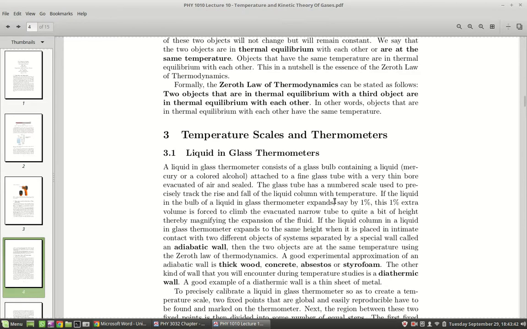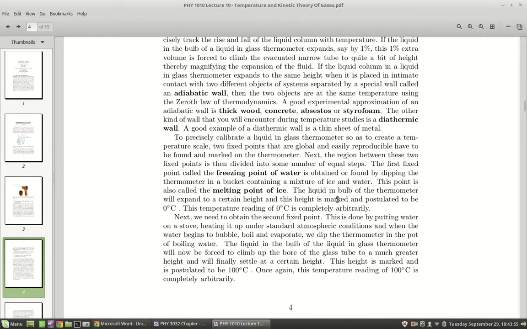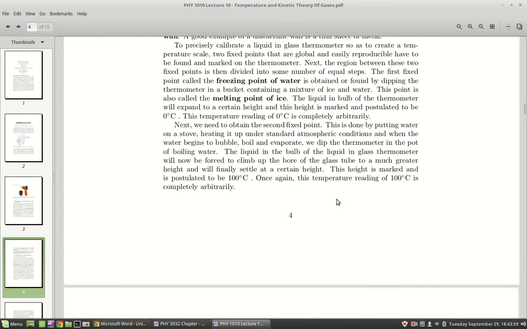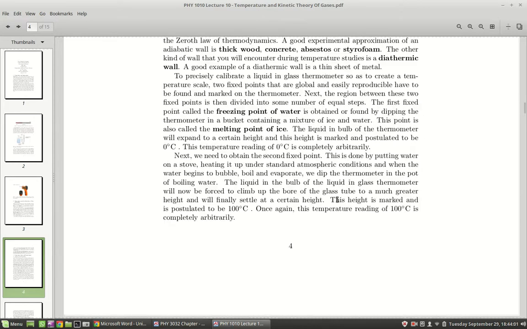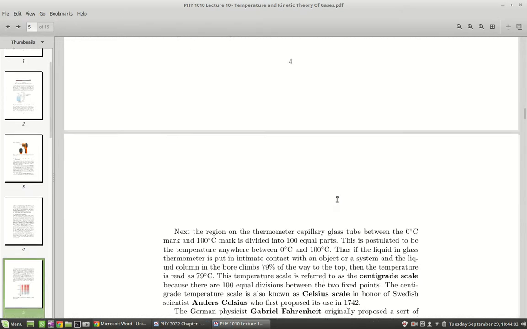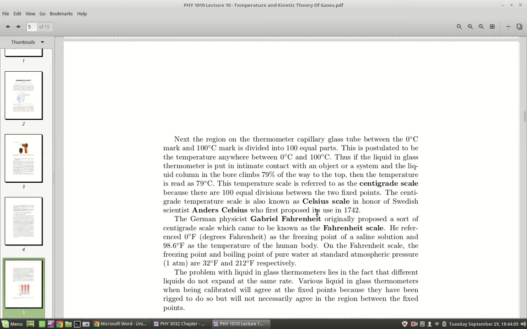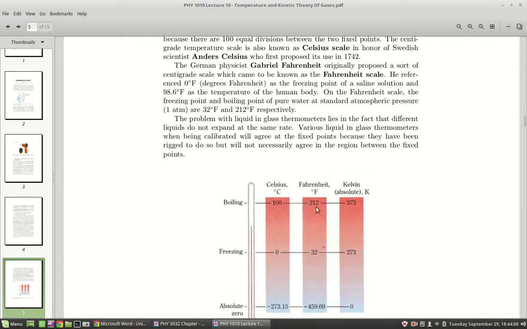Next, we'll look at temperature scales. There are different types of thermometers, and those thermometers use different scales. So basically, we'll look at a liquid in glass thermometer. A liquid in glass thermometer actually has two different types of scales. You have some which have a scale which is in degrees Celsius, and there are some which have a scale which is in Fahrenheit. So we're going to see how that works.